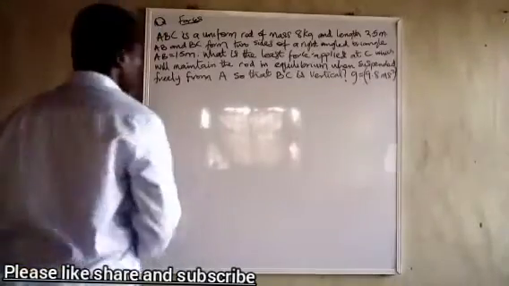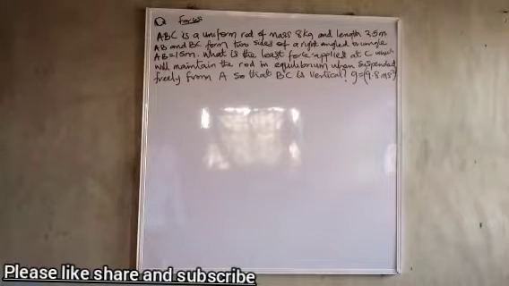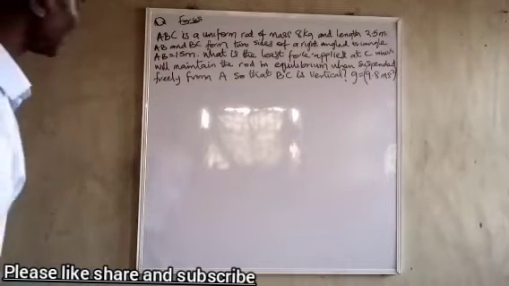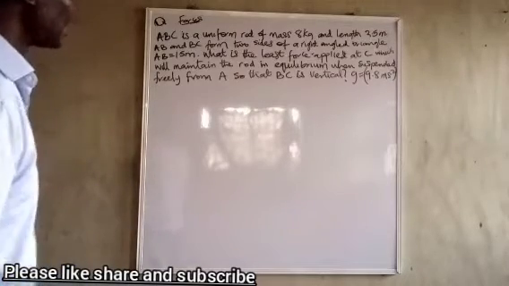ABC is a uniform rod of mass 8 kg and length 3.5 meters. AB and BC form two sides of a right angle triangle. AB equals 1.5 meters. What is the least force applied at C which will maintain the rod in equilibrium when suspended freely from A, so that BC is vertical?